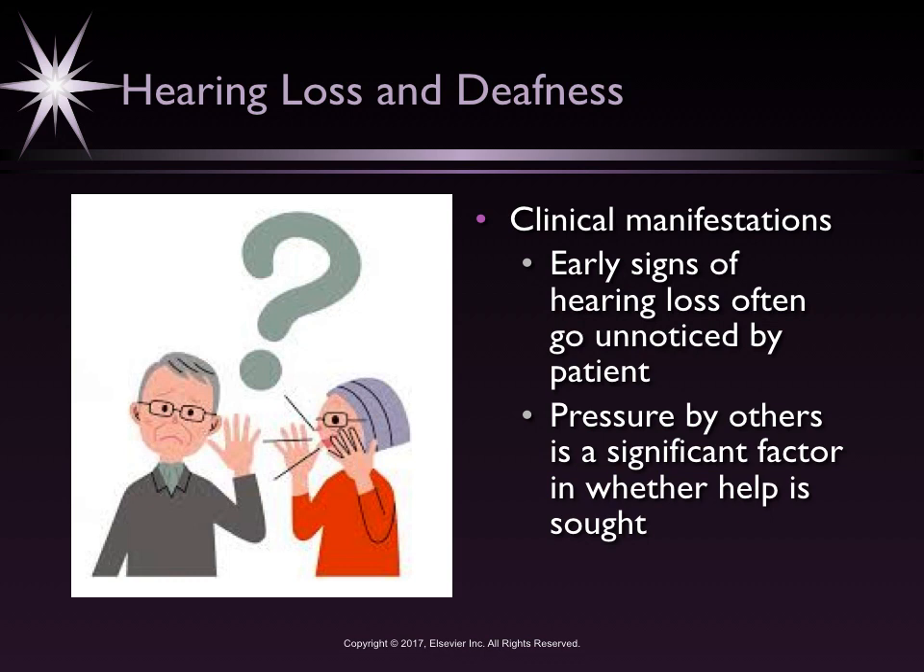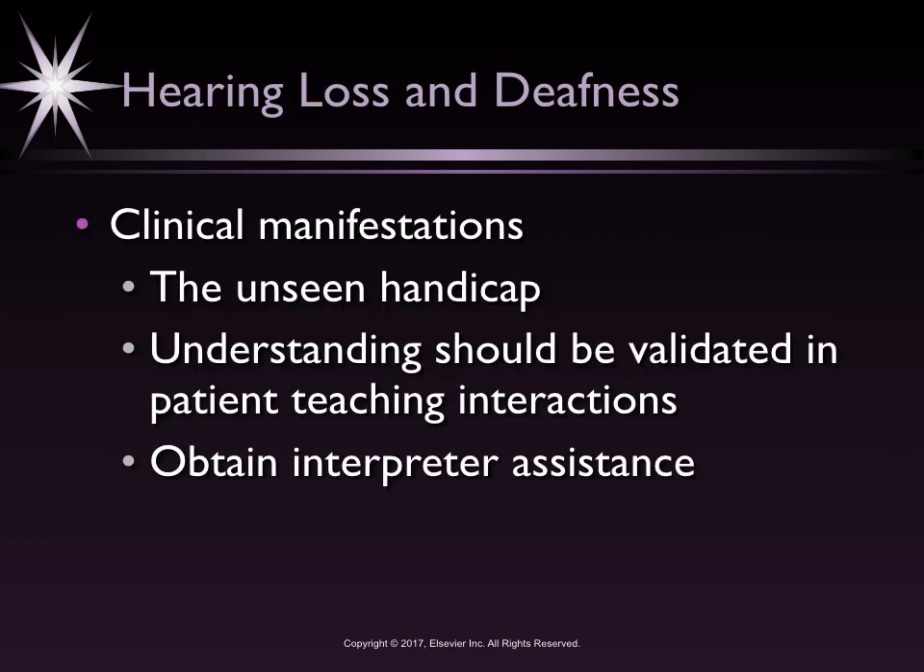Often the patient is unaware of minimal losses, and it's usually the family and friends who get tired of repeating or talking loudly who are the first ones to notice. Pressure is usually exerted by significant others to have their hearing checked. The clinical manifestations also are because deafness is known as an unseen handicap, because it's not until conversation is initiated with a deaf person that you realize that they can't hear.